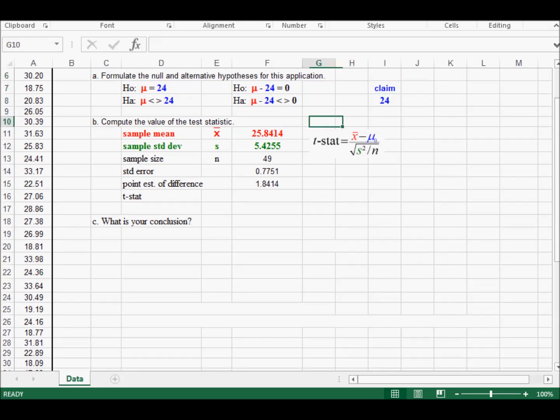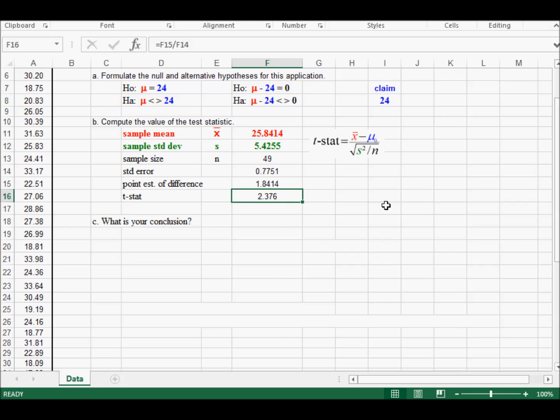So the sample mean is the point estimate of the population mean. The point estimate of this difference is the difference between 25.84 and 24. So that's what we call the point estimate of the difference. Now the t-stat is equal to the point estimate of the difference between the sample mean, or the estimate for the population mean, and the claim, divided by the standard error. And our t-stat is equal to 2.376.